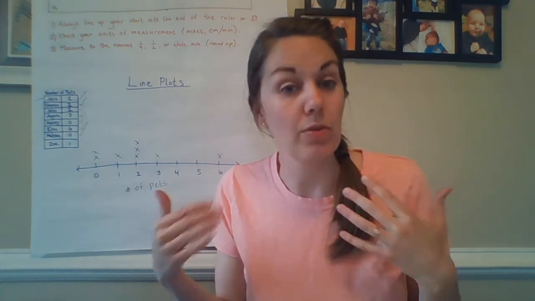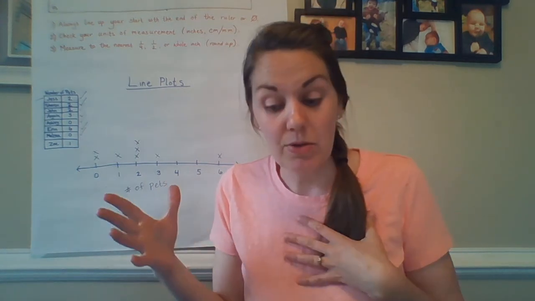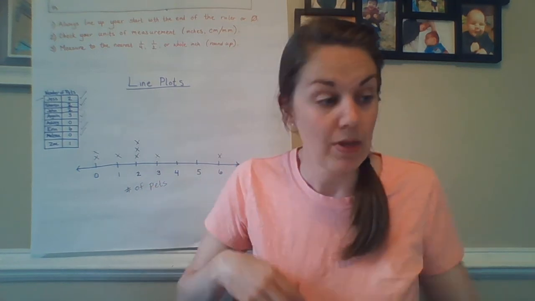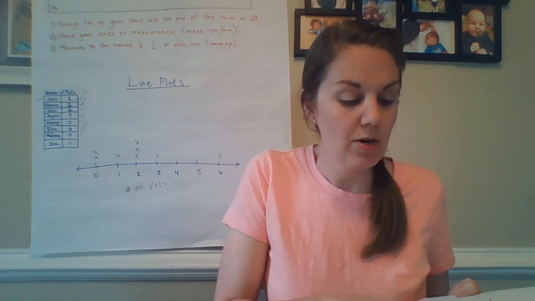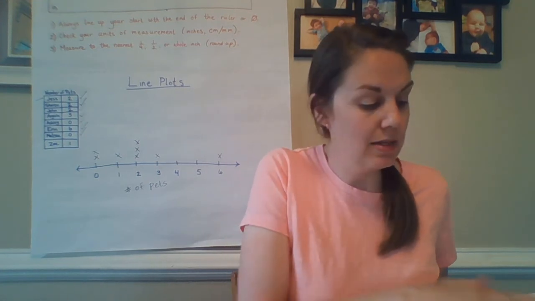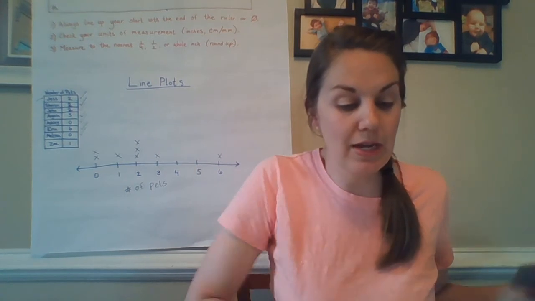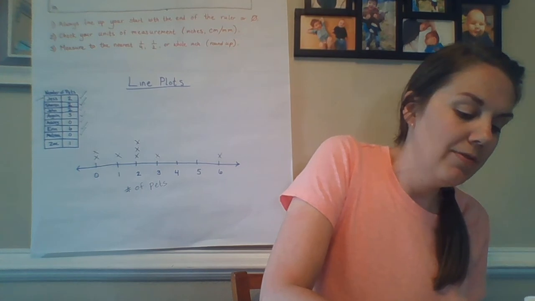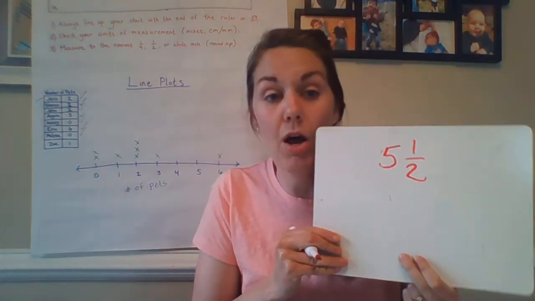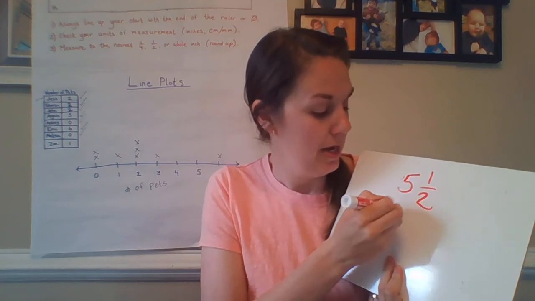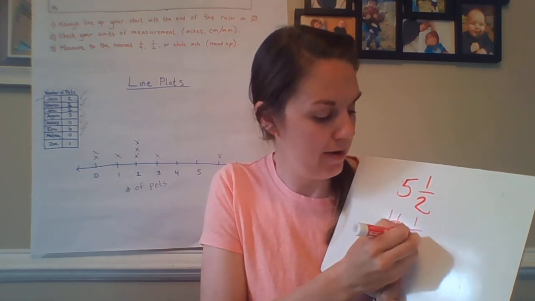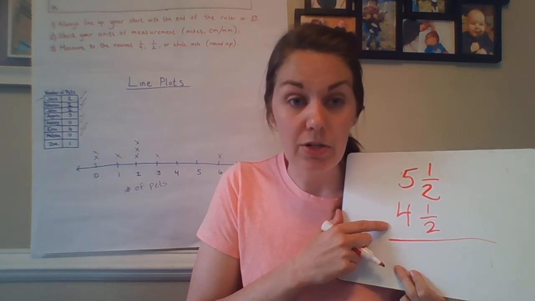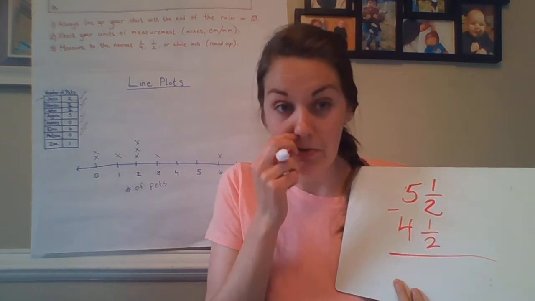Now the second part of this question says, what is the difference between this length of earthworm and the length of the shortest earthworm? So the length of the shortest earthworm, remember, if we look at the one that's on the shortest end of the scale, we have 4 and 1/2. So we said 5 and 1/2 was the most common measurement, and 4 and 1/2 is the shortest earthworm. So now to find the difference, again, we're going to subtract.